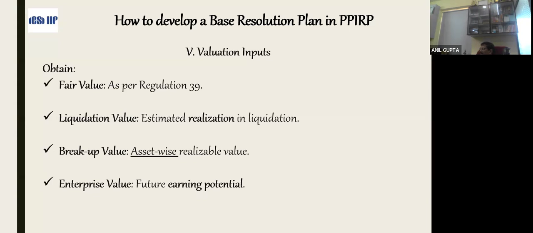They don't do breakup value of the assets, especially stocks and debtors, because stock and debtors will change. We are talking of a public sector bank. A public sector bank works on a fair principle of certain hard movable or immovable assets, and the rest is stock and debtors. They don't go for enterprise valuation.